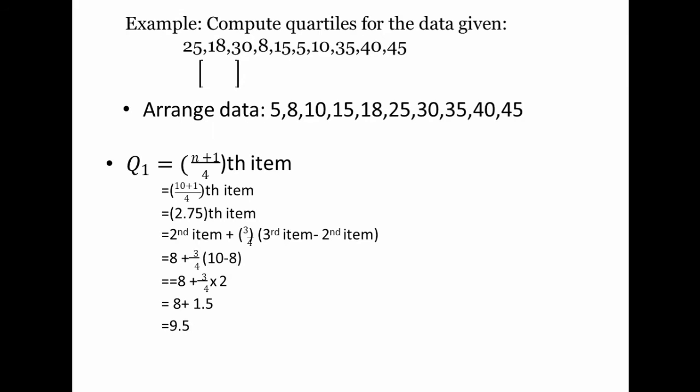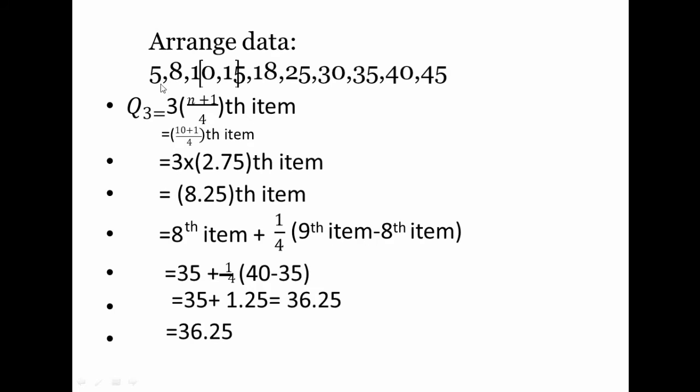In the previous slides you see over here, 10 plus 1 divided by 4 means 2.75, and 2.75 multiplied by 3 is 8.25 items. So this 8.25 means the 8th item, and the 8th item is 35. 1, 2, 3, 4, 5, 6, 7, 8. At the 8th position we obtain 35 plus 1 over 4 into the 9th item minus the 8th item.